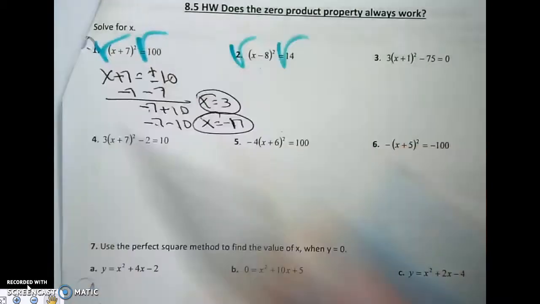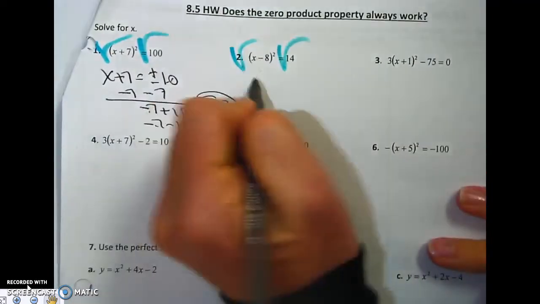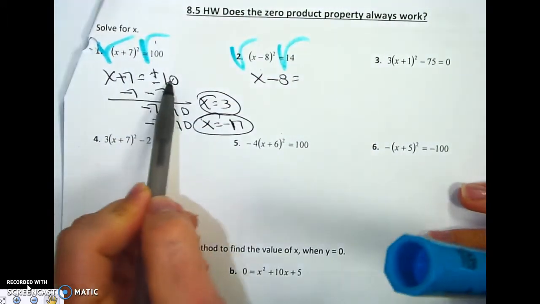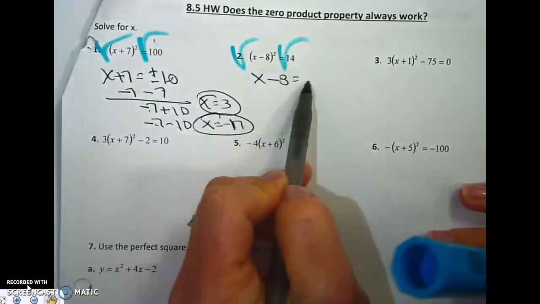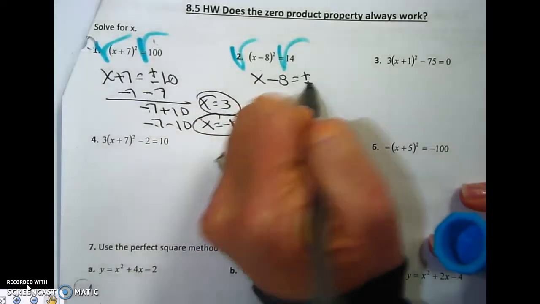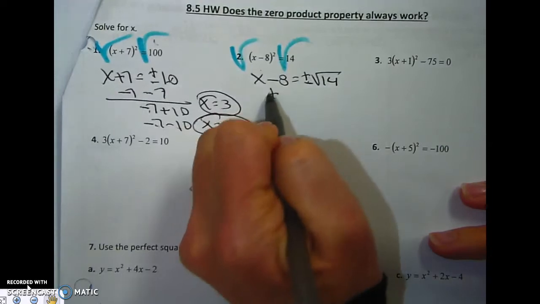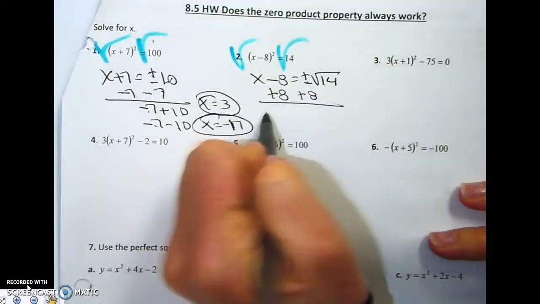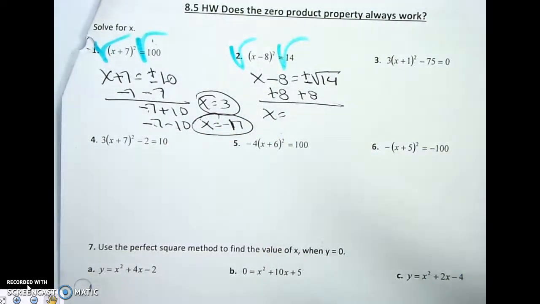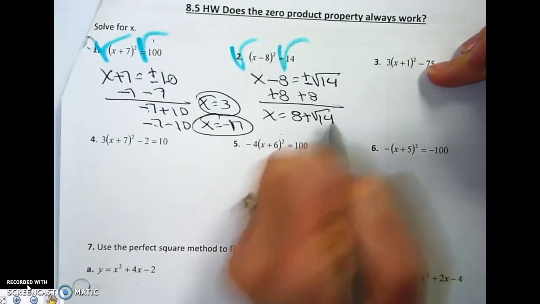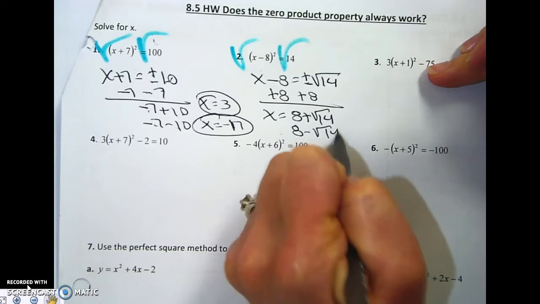Square root, square root. So you get x minus 8 equals. Now the problem is, here you could take the square root of 100, but here you can't take the square root of 14. So you go plus or minus square root of 14. Add 8, x equals. So you have an option, 8 plus square root of 14 or 8 minus square root of 14.